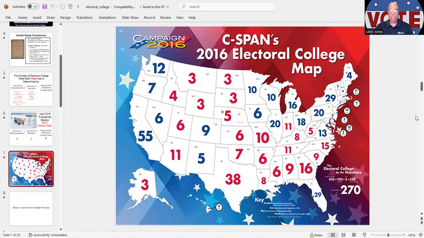Now, this is the 2016 Electoral College map. And as you see, each state.